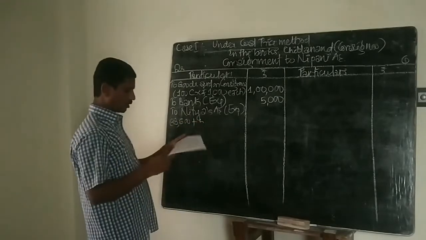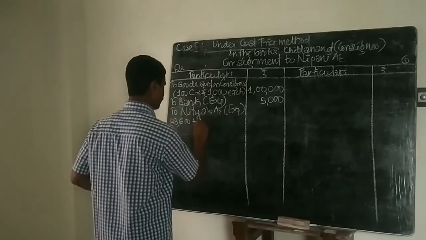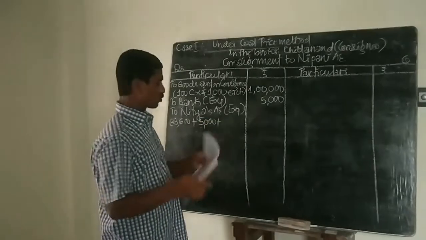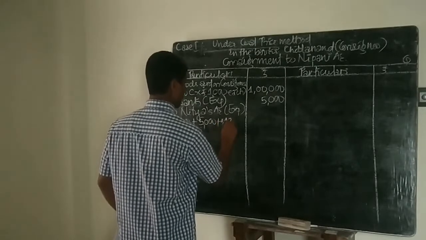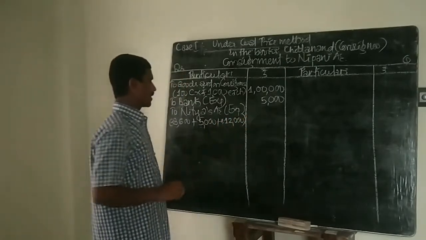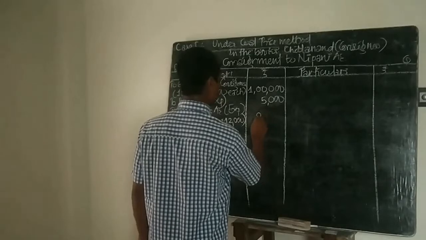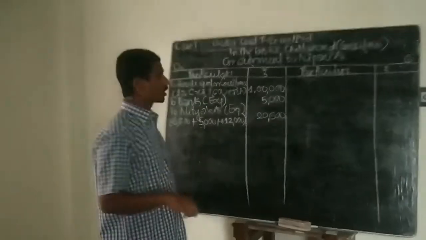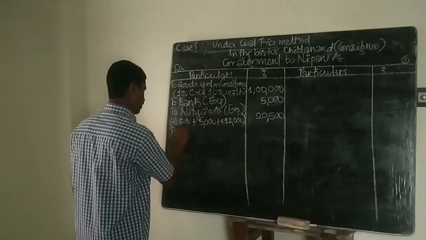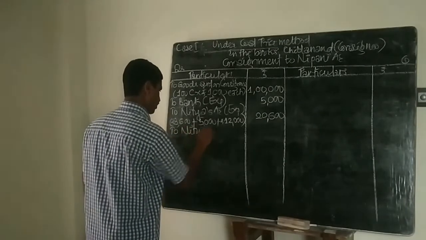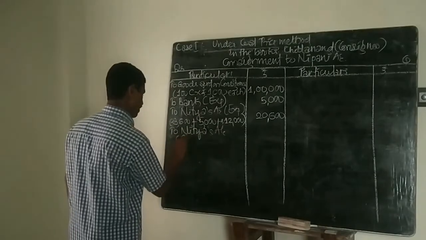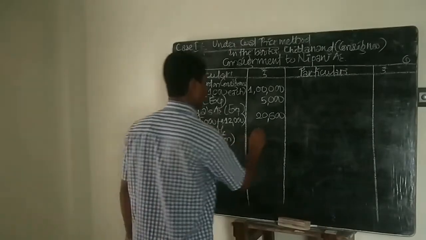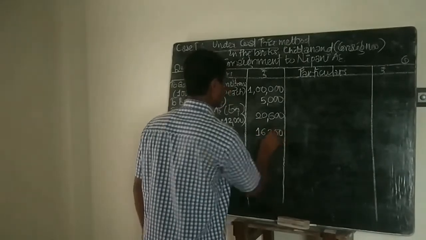Then 5,000 as godown rent and 12,000 as selling expenses. So totally it will be 20,600. Then when the commission is payable to consignee, the entry will be consignment account debit to Nitya's account. In the bracket you write commission. We have already calculated the working out as 16,200.